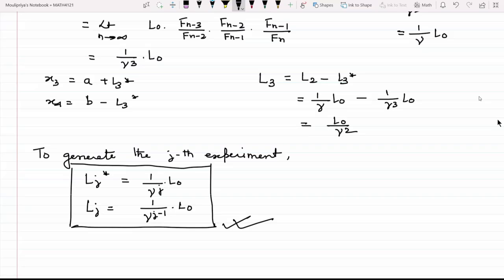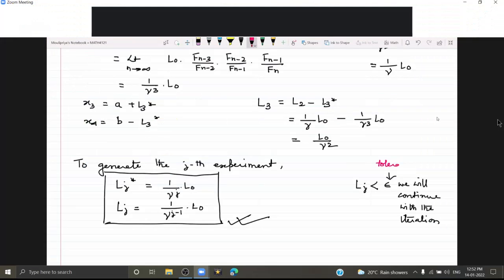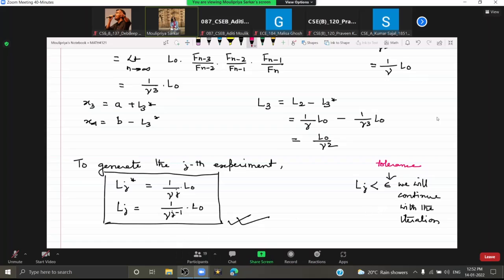Now it may happen that the problems that we are given will contain a certain tolerance limit. By tolerance limit, we mean that until and unless this Lj is less than the tolerance value, which we are calling epsilon, we will continue with the iteration. This epsilon, which is the tolerance, will be problem specific.